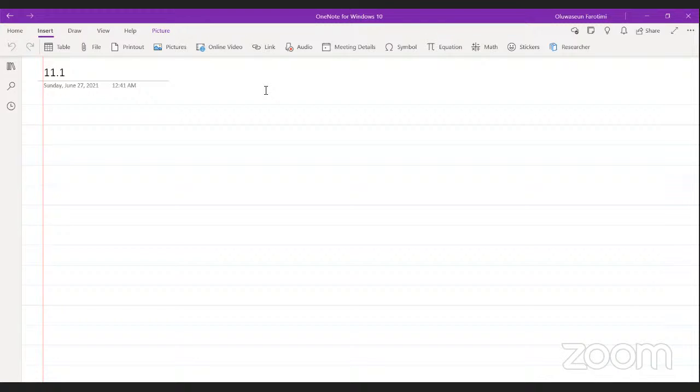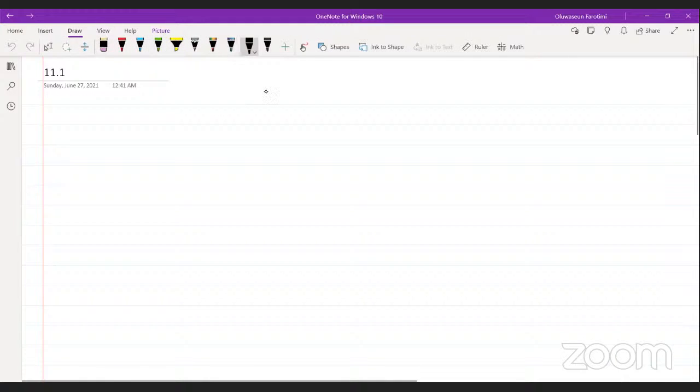So today we're starting a pretty different chapter from the Stewart textbook. We're starting chapter 11, and precisely we're going to study 11.1, and that's sequences.